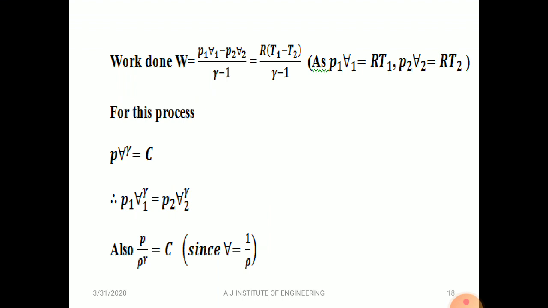This is because P1 V1 equal to R T1 and P2 V2 equal to R T2 from the equation of state, for 1 kg of mass. Here gamma is the ratio of specific heats, which for air is taken as 1.4. In this process, PV to the power gamma equal to constant. For states 1 and 2, P1 V1 to the power gamma equal to P2 V2 to the power gamma equal to constant. So from the equation of state, P by rho to the power gamma equal to constant, because V equal to 1 by rho.